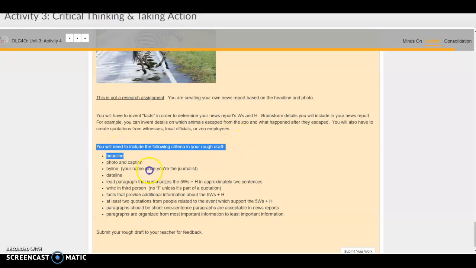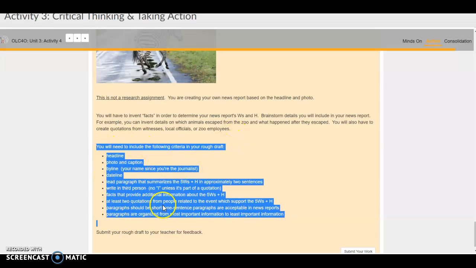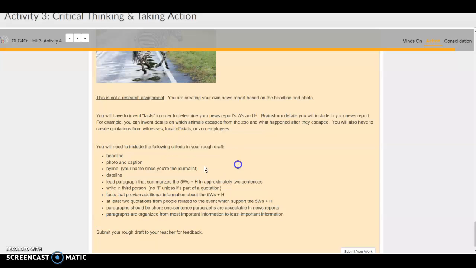And ultimately, your news report should include all of these requirements. So you should have a headline, a photo, and a caption. Remember, you're going to include this photo with the zebra here, but you're going to have to include your own caption below it. You're going to have a byline with your name, a date line. It doesn't matter to me what date. You can use the date that you're actually writing the news report and assume that this is a current news event. You're going to have a lead paragraph with your 5 W's and H, approximately 2 sentences long.